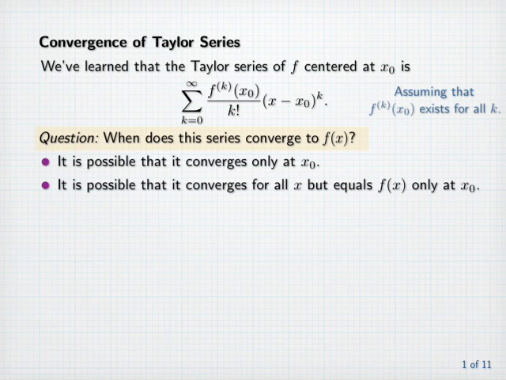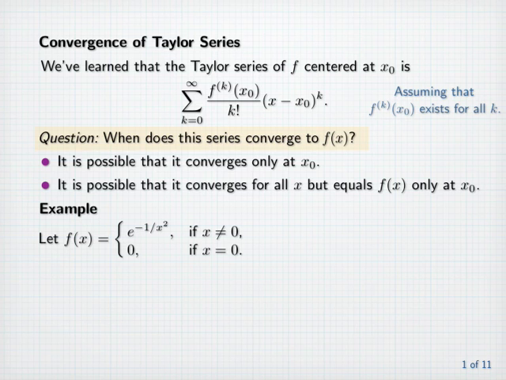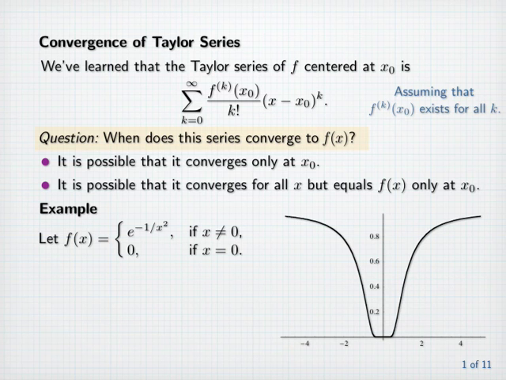We'll not provide an example of the first situation here, but there is a relatively simple example of the second fact. Let f of x equal e to the minus 1 over x squared if x is not equal to 0, and 0 if x equals 0. Here's the graph of the function f. Notice that the graph is extremely flat near x equals 0.